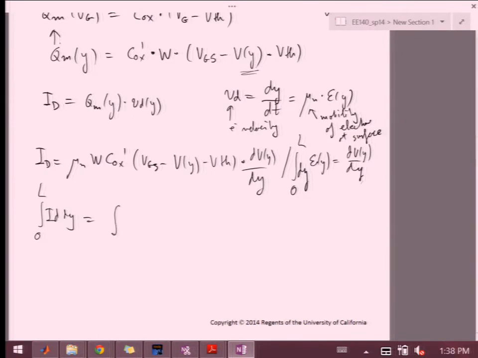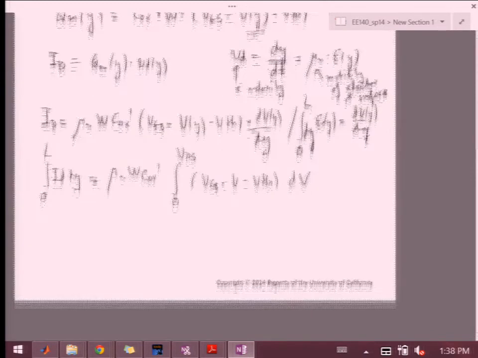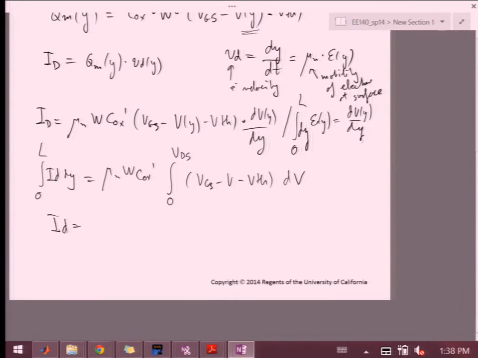Okay, so I'm going to do sort of a variable swap. So I'm then going to write it as, okay, let's take the constant out, mu n W Cox prime. And then I'll just write it as 0 to VDS instead of 0 to L. And then again have VGS minus V minus V threshold dV. Okay. So from here, this is ID times L, so I'll just divide with L.